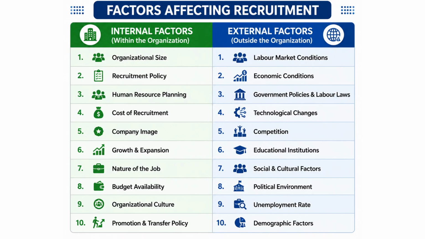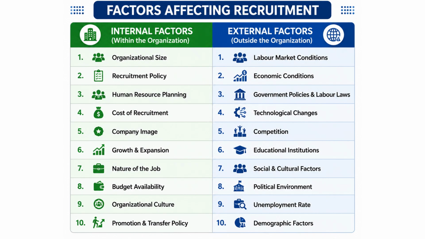Seventh one is social and culture factor. Social values and cultural expectations influence people's career choice. These factors affect recruitment. For example, some candidates may prefer flexible working hours or work from home opportunities because of family responsibilities. Eighth factor is political environment.